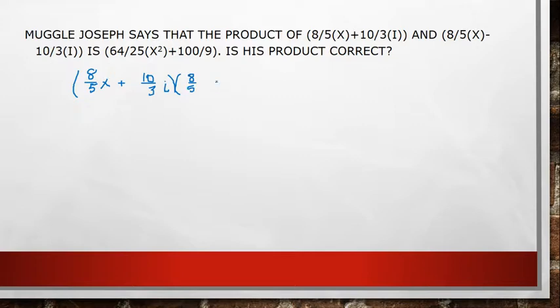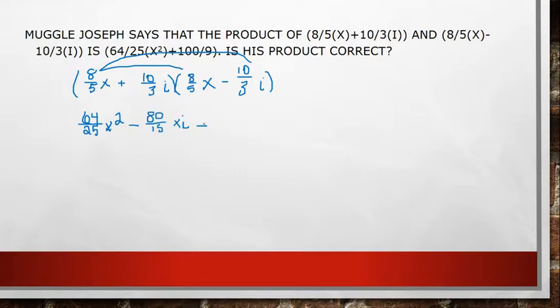So I'm going to go ahead and FOIL. First term times first term, 8/5 times 8/5, multiply tops, 8 times 8 gives us a 64. On the denominator, 5 times 5 gives us a 25. x times x is an x squared. Outer terms, 8/5 times negative 10/3, so we get a negative 8 times 10 gives me 80 on top. 5 times 3 gives me a 15, and then I have my x and my i.